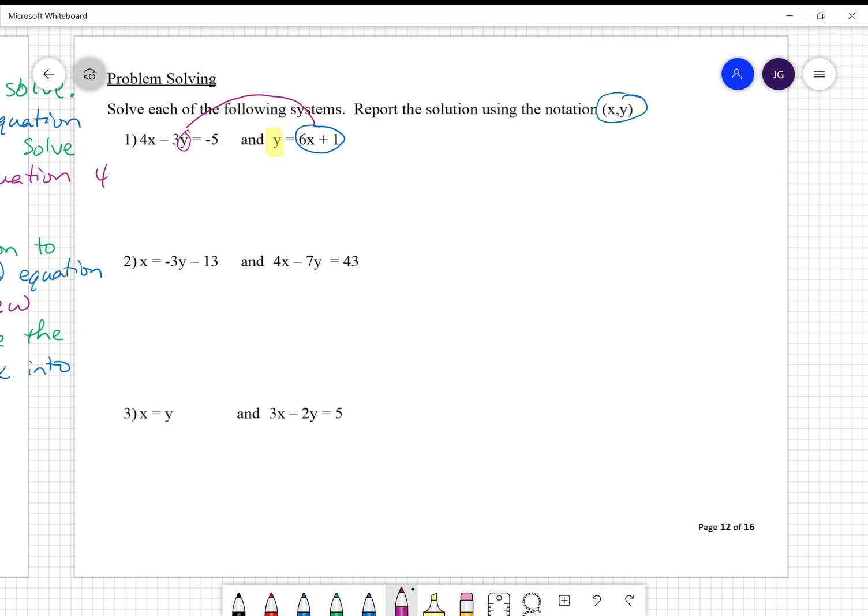My new equation is 4x minus 3 times (6x plus 1) equals -5. Initially it looks worse, but you notice I only have x's now. When I distribute, I get 4x minus 18x minus 3 equals -5. Combining like terms, I'll do this in blue, I get -14x minus 3 equals -5.